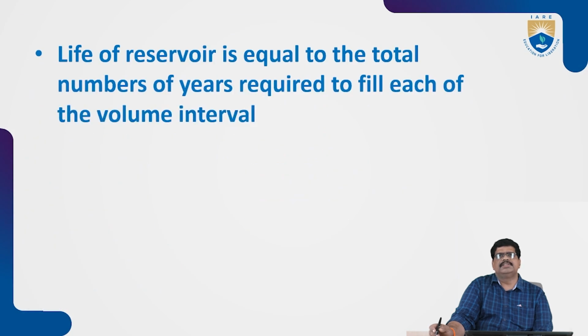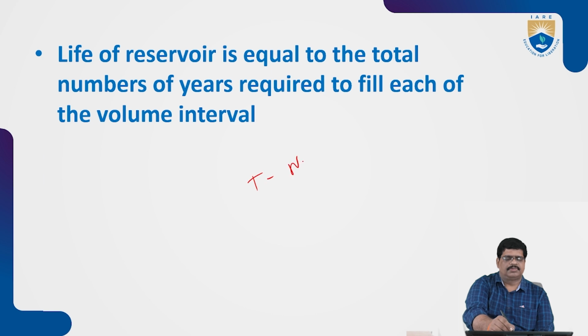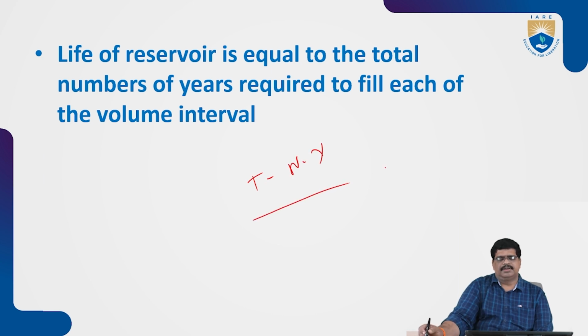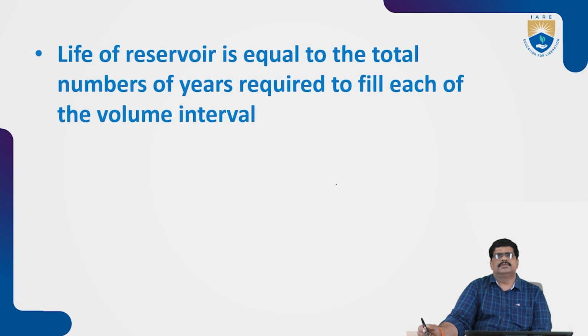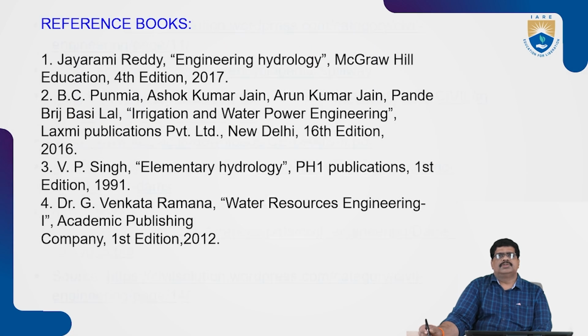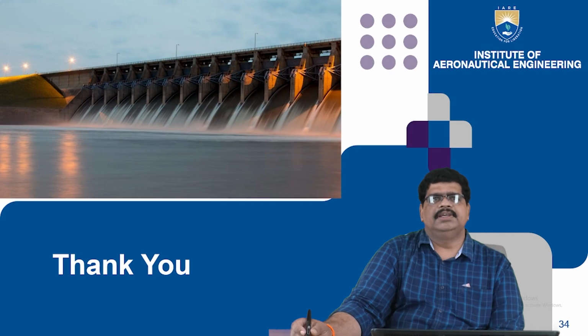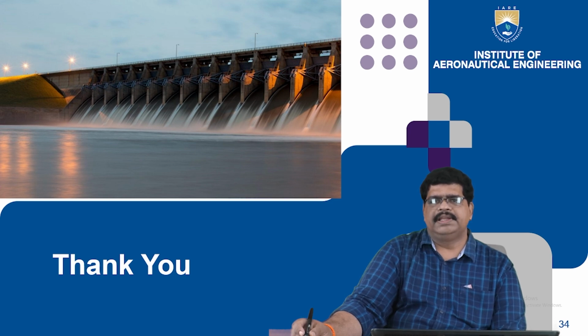So finally, the life of the reservoir is equal to the total number of years divided by the number of years required to fill each of the volumes at the particular intervals. So this is the final capacity of the reservoir. So today we have discussed the reservoir capacity and also how to calculate the reservoir capacity and its types, and many other things.